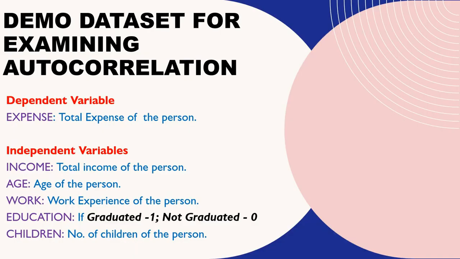Next, we take one demo dataset for explaining the steps required for performing the autocorrelation test in SPSS. Here, the dependent variable is the total expense of the person, and the total expense of the person is predicted using the independent variables like total income of the person, age of the person, work experience of the person, number of children of that person, educational attainment of the person, if graduated it's 1 and if not 0.